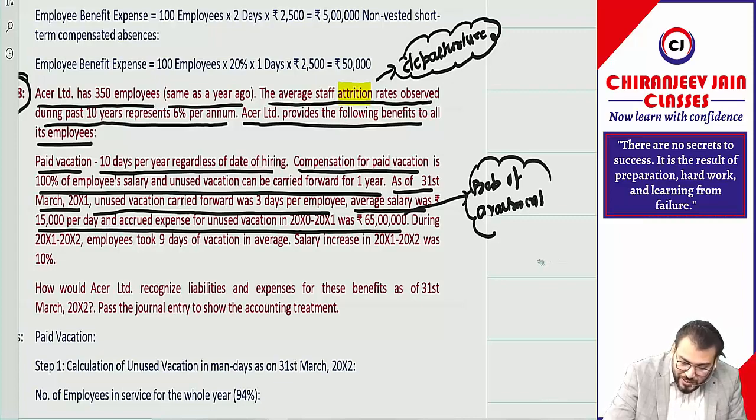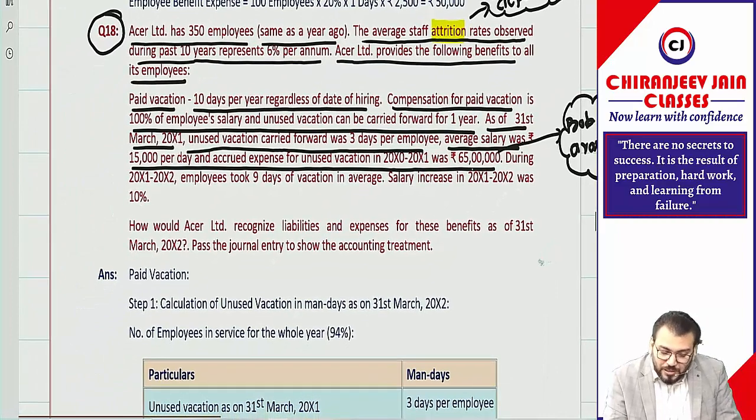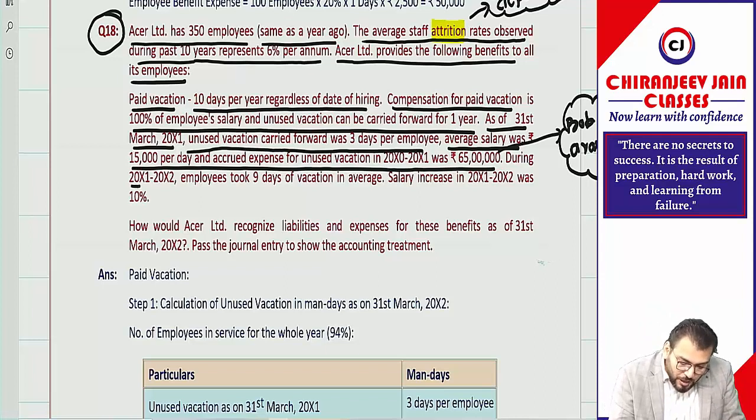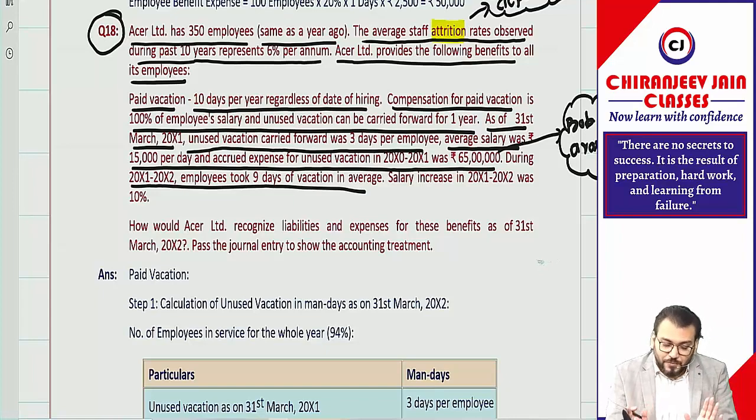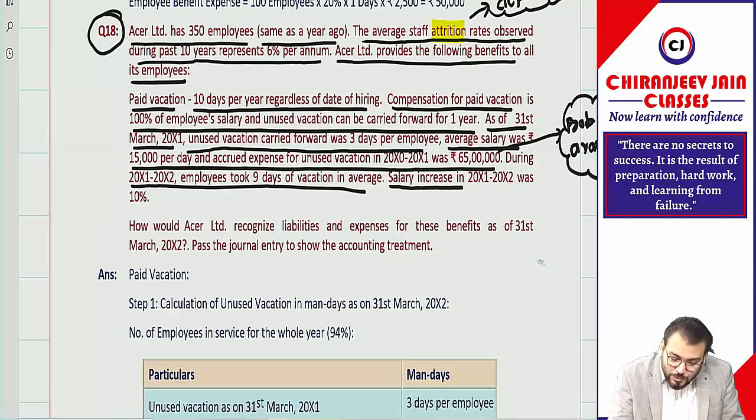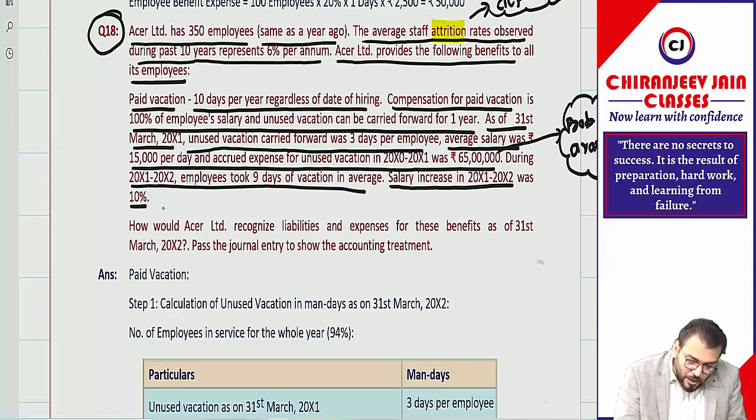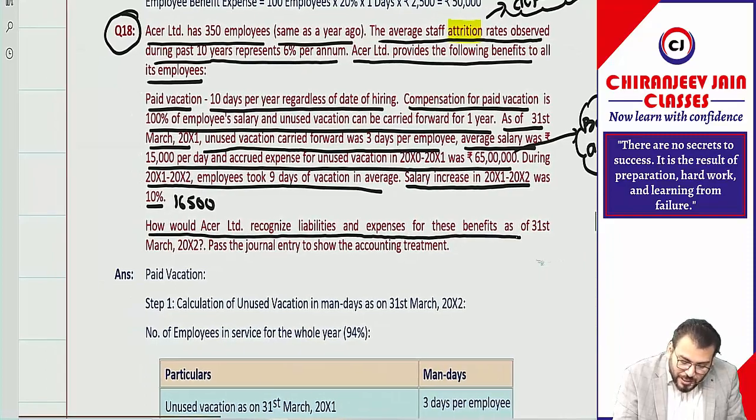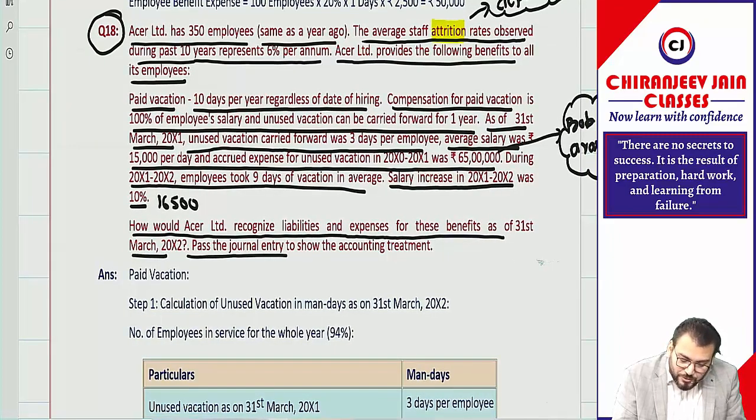I hope you are understanding. Can I say this is the opening balance of provision? Last year closing balance, this year opening balance. During 2001-2002 employees took 9 days of vacation on average. Salary increase in 2001-2002 was 10%. Now the salary will become 15,000 plus 1,500, that is 16,500. How would SL Limited recognize the liability and expense for this benefit as on 31st March 2002? Pass the journal entry to show the accounting treatment.